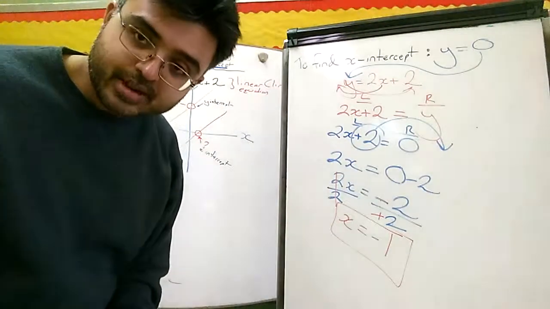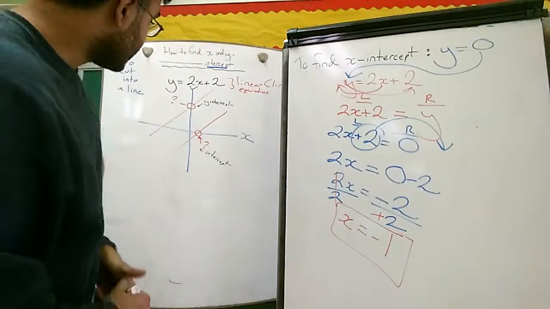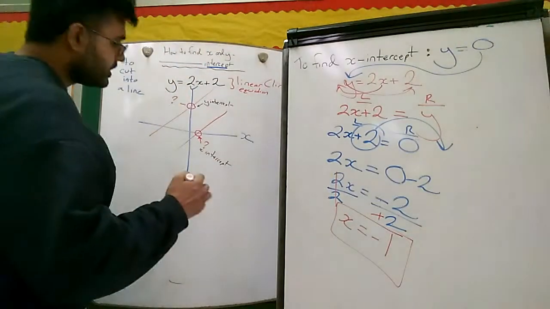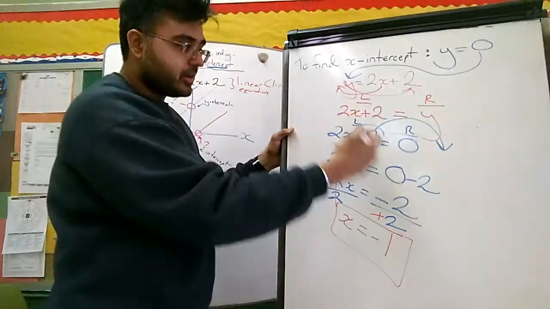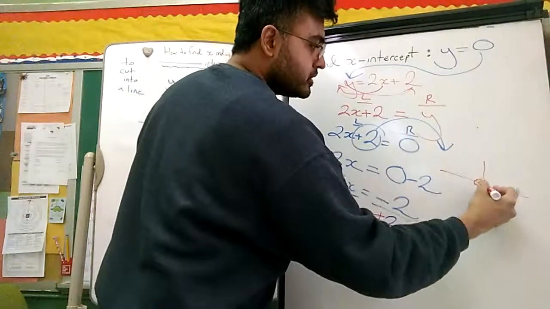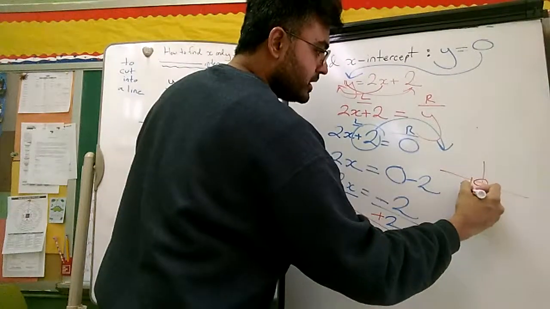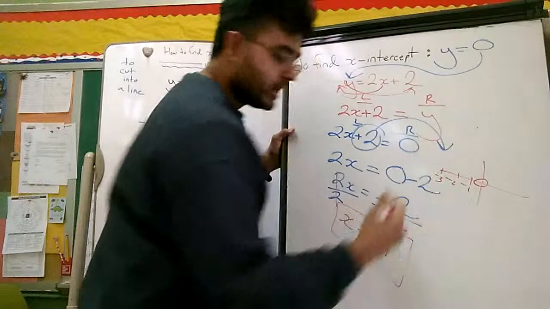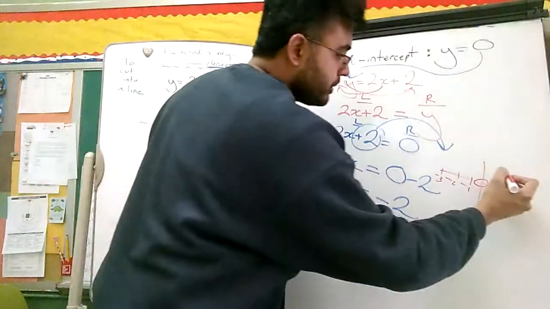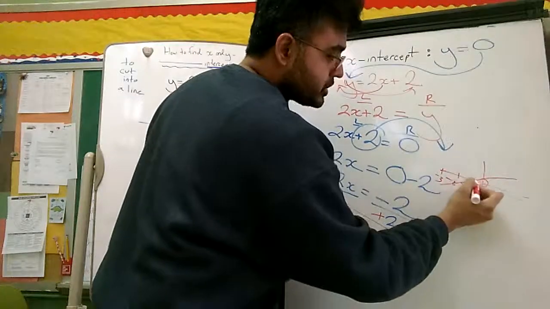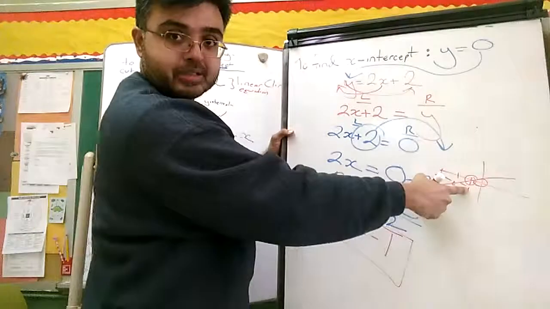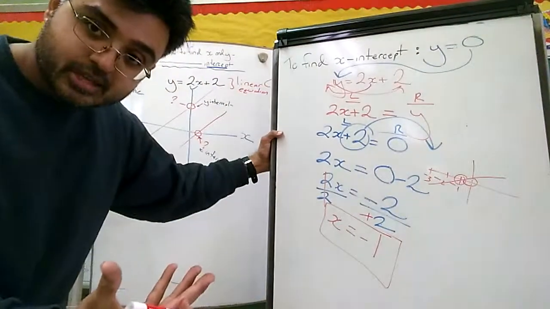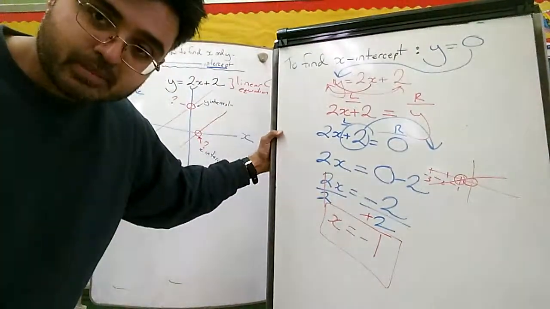This is how you find the x-intercept. So that means that in this equation right here, if I draw the graph, here's 0, here's minus 1, here's minus 2, here's minus 3. When I draw my line, it's going to hit right here, x equals minus 1. That is the intercept. That's how you find x-intercept and y-intercept.